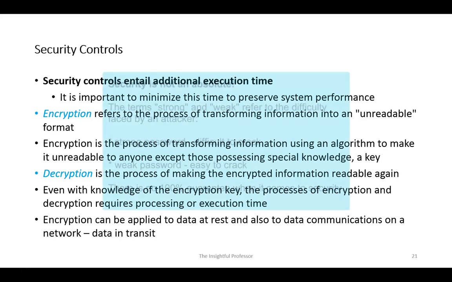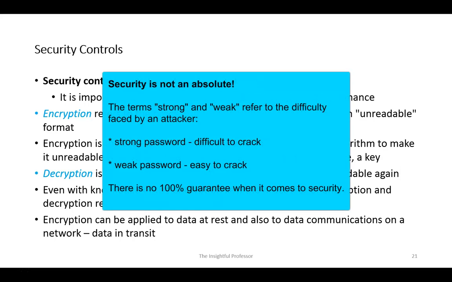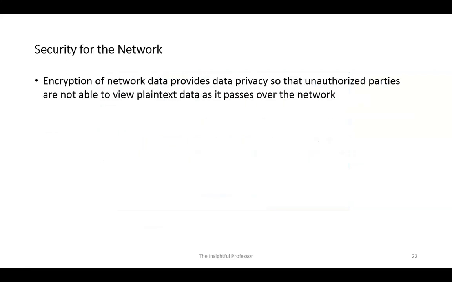Note that security is not an absolute. We often use the terms strong and weak to refer to the difficulty faced by the attacker. For example, a strong password is one that tends to be difficult for an attacker to crack. Ideally, we would like to have it be impossible, but the best we can say is we can make it very difficult. A weak password is one that is considered to be easily broken by an attacker.